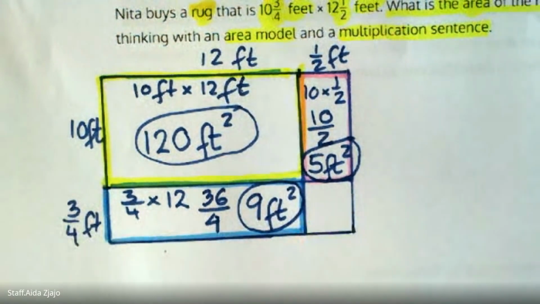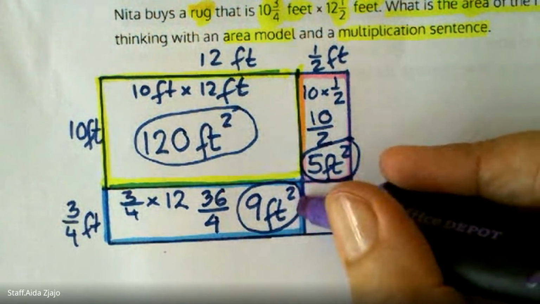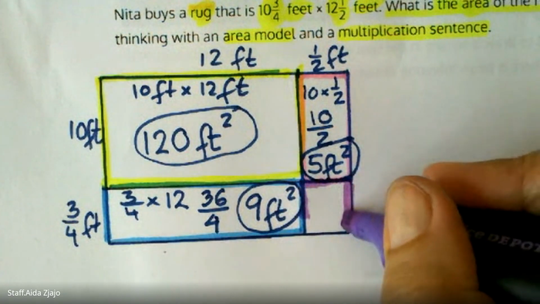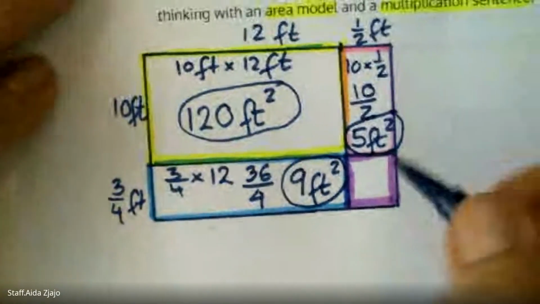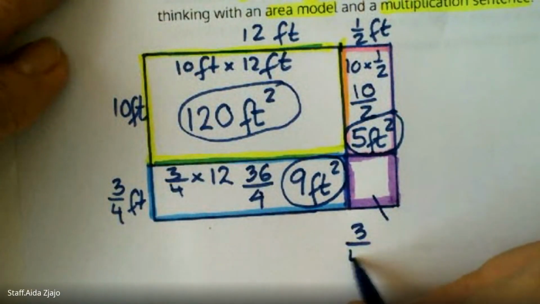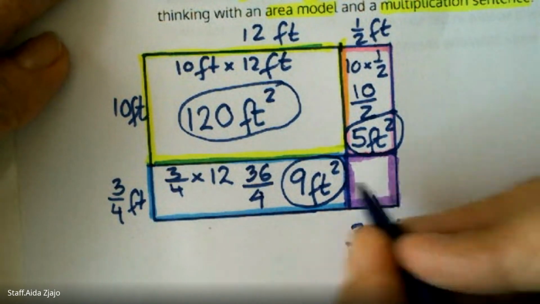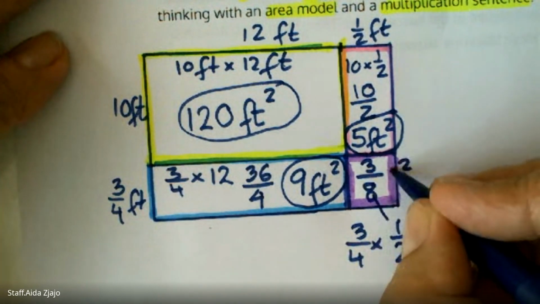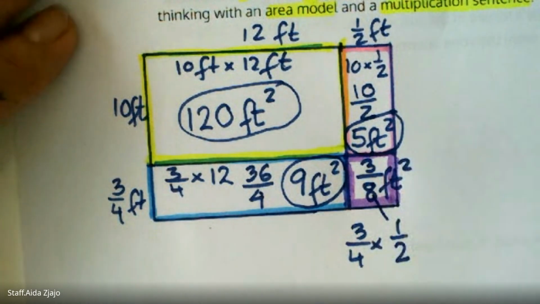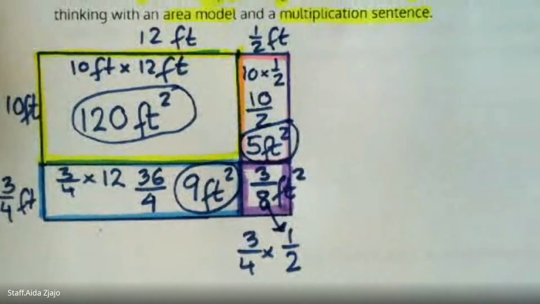And then the last but not least is the area of this one here. That is 1/2 foot by 3/4 foot. So I need to multiply 3/4 by 1/2. What is 1/2 of 3/4? 1 times 3 is 3, 4 times 2 is 8. So 3/8 square feet is 1/2 of 3/4. Now that I know this, I should add all these together.